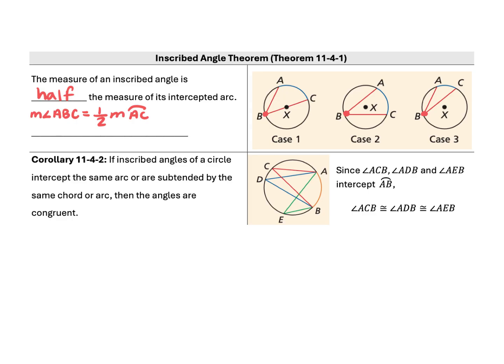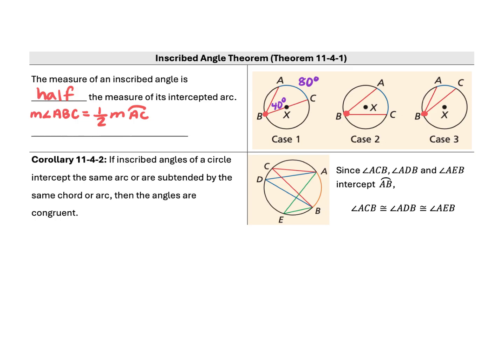As an example, suppose that we know in this first case that arc AC is 80 degrees. Using this theorem, we would be able to say that angle ABC is 1/2 of 80, which is 40 degrees. But this theorem can also work in reverse. You can use the measure of the inscribed angle to get the measure of its intercepted arc.